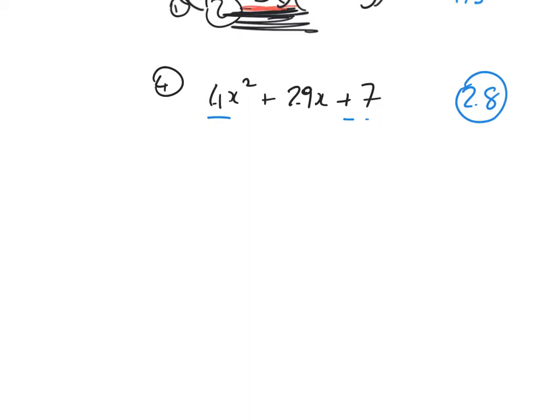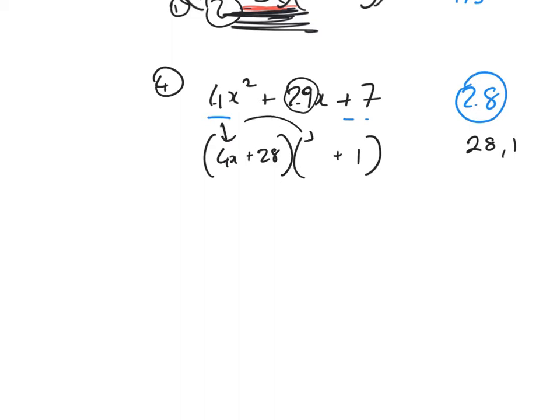Two numbers that multiply together to give 28, add together to give 29. Take your time and have a think about it. That's definitely 28 and 1. So plus 28, plus 1. 28 times 1 is 28, 28 plus 1 is 29. Drop 4x in here and drop 4x in here.